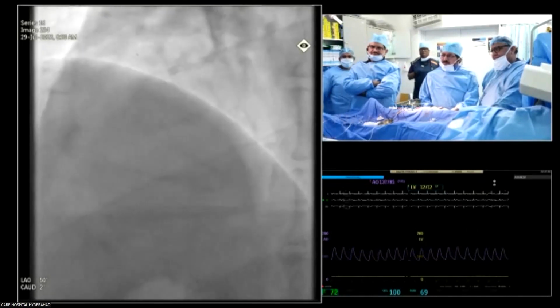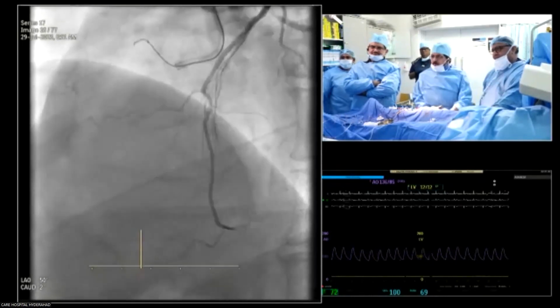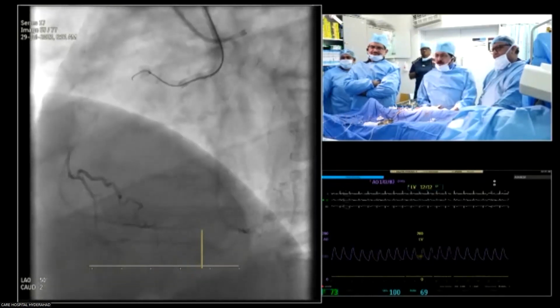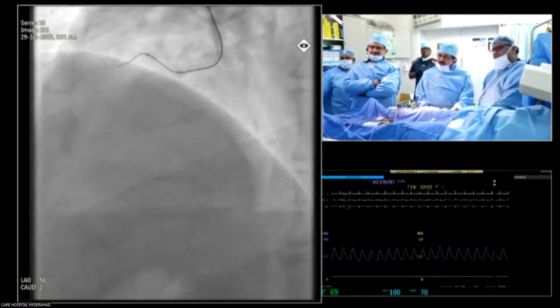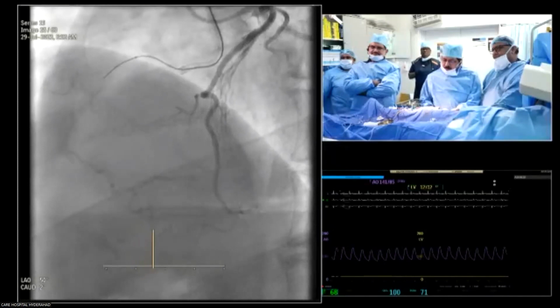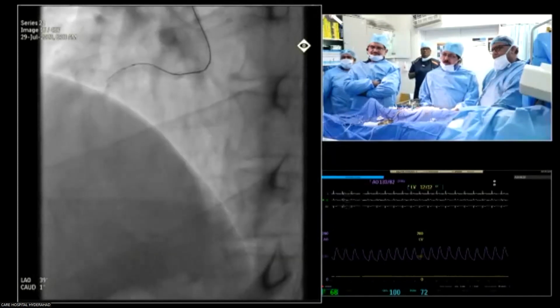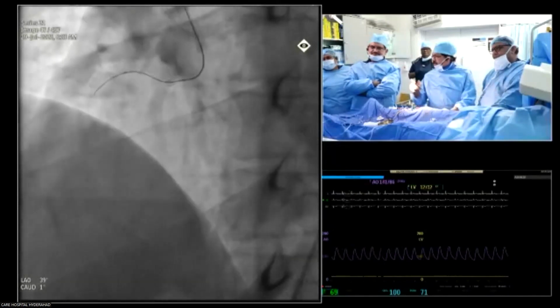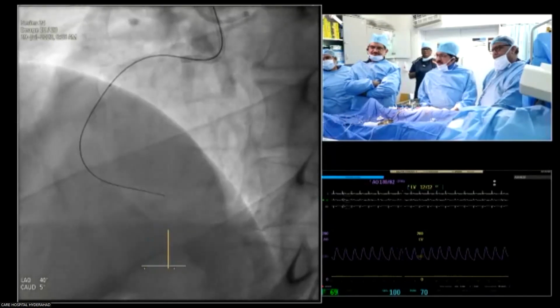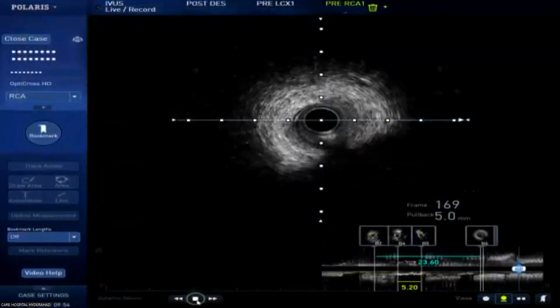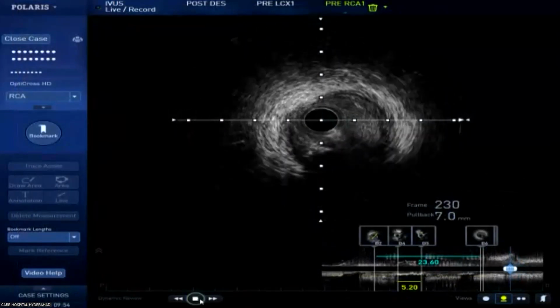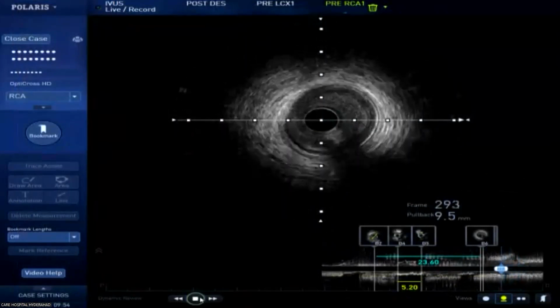And finally, with a Gaia 3, I could penetrate the distal plaque. After crossing it, we exchanged the Fine Cross and dilated with a 2 millimeter balloon. Then we have done the IVUS. You can see the IVUS. Are you able to see the IVUS? Yes, we can see the IVUS coming down.